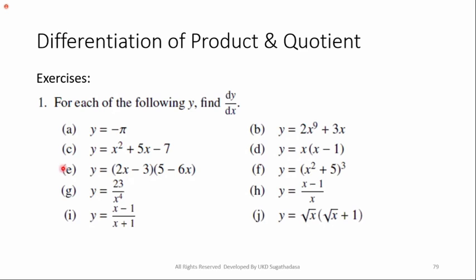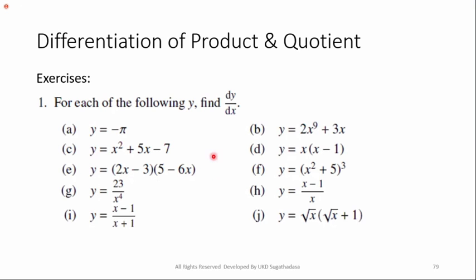Now go to the next part. Just multiply these two things. Otherwise, you can use the product formula also, no problem. Remember, if you want to apply the product formula, take 2x minus 3 as u, and take 5 minus 6x as v. You can do both methods and take your answer. That's a good practice. Another method: expand this one, simplify, and differentiate. You should get the same answer.